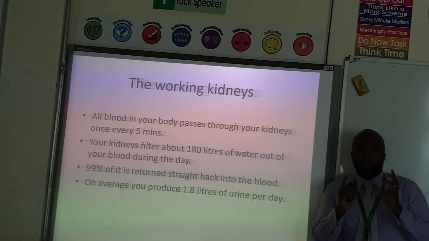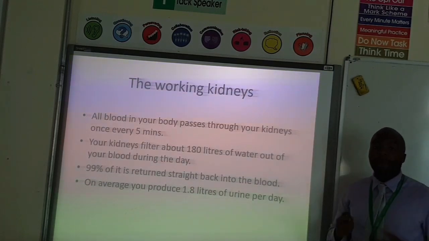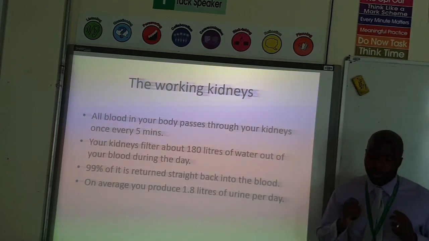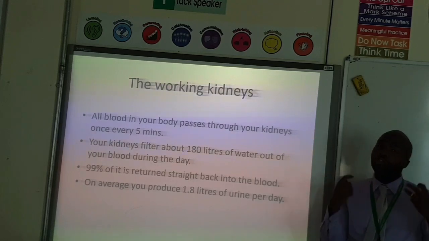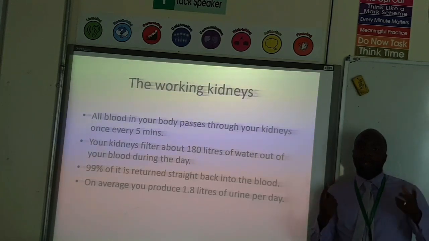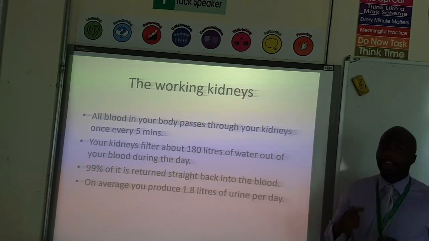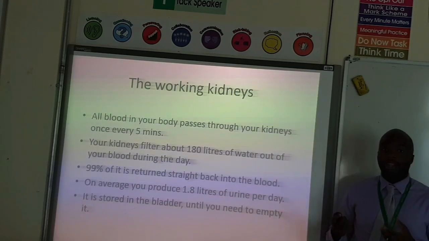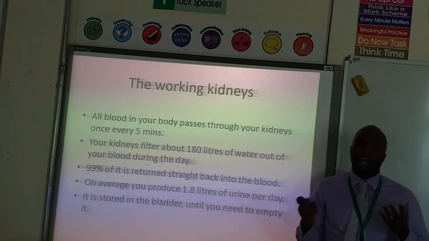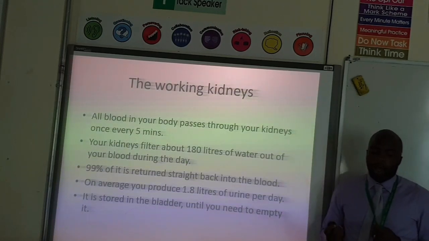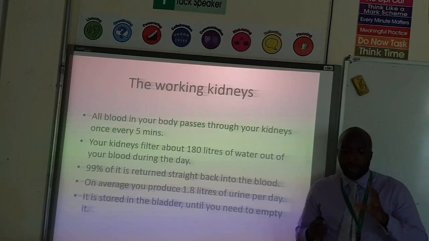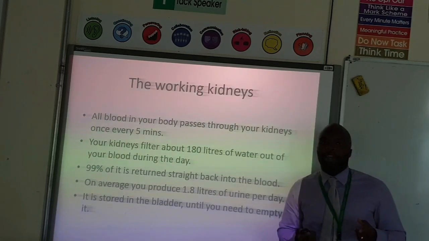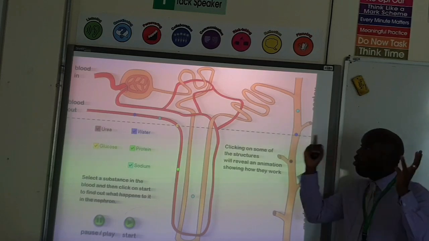The kidneys take on all of the blood throughout your body. The kidneys go through so much work every single day. They filter about 180 litres of water out of your blood during a day. However, 99% of the water passes back into your blood. On average, we produce between 1.5 to 2 litres of urine per day, as long as you're not dehydrated. The urine is stored in the bladder where it is held until you need to get rid of it. Now an overview.